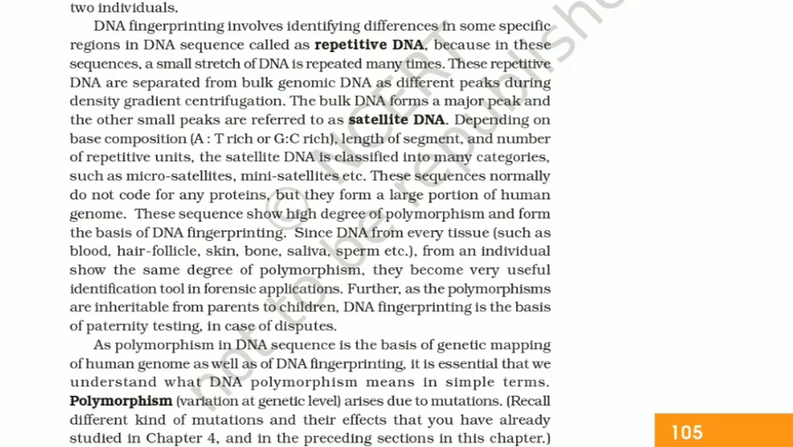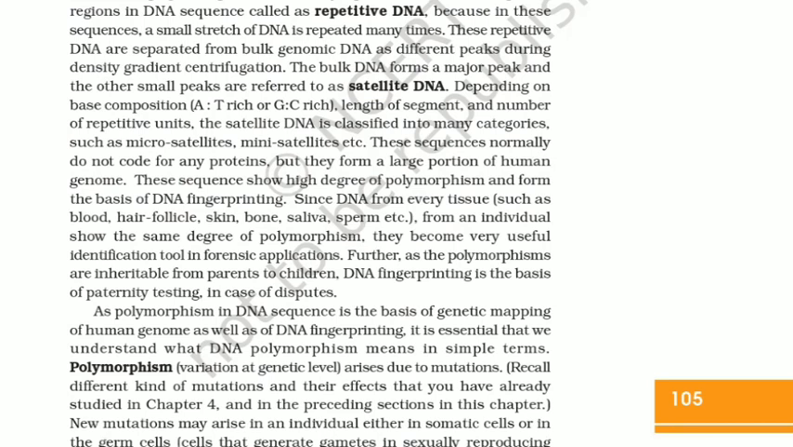This repetitive DNA is separated from bulk genomic DNA as different peaks during density gradient centrifugation. The bulk DNA forms a major peak and the other small peaks are referred to as satellite DNA. Depending on the base composition, length of segment, and number of repetitive units, the satellite DNA is classified into many categories such as microsatellites, minisatellites, etc.